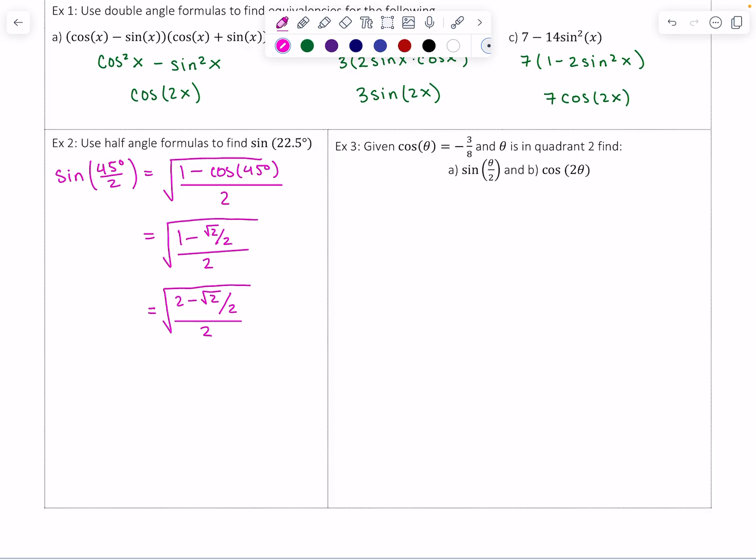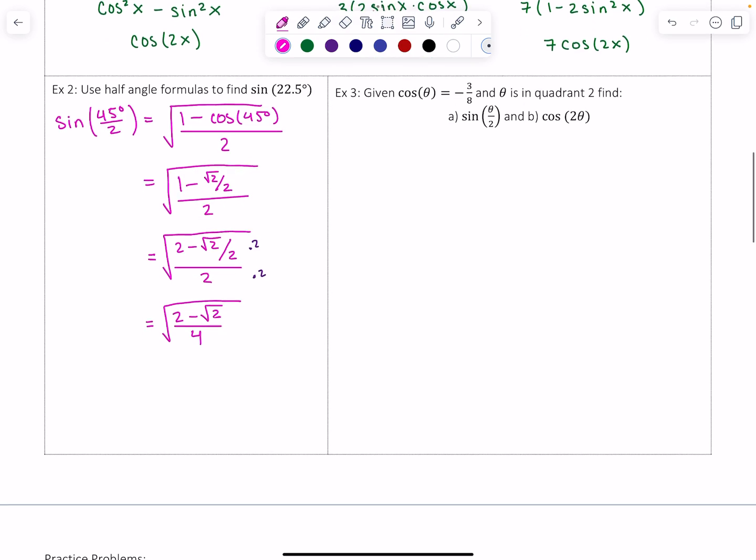I'm going to go ahead and fraction best this by 2, aka multiply both the numerator and the denominator by 2, which is going to give us the square root of 2 minus square root 2 all over 4. Well, that's lovely. We always love when we have a denominator that we can take a perfect square root of. So we now have the square root of 2 minus the square root of 2 all over 2.